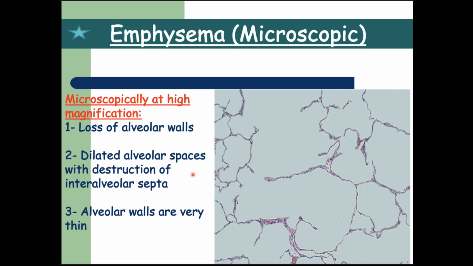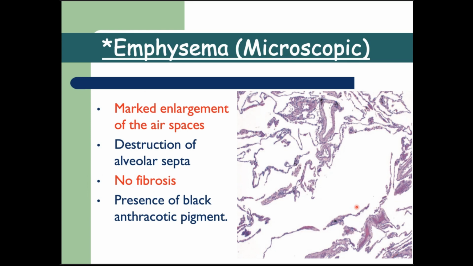So the alveolar walls are also very thin. You can see how thin they are because the elastin is being broken down. Elastase enzyme is breaking their elastic tissue, so they become very thin. This is the picture I took yesterday from Robbins. There's marked enlargement of the alveolar spaces, destruction of the alveolar septa.